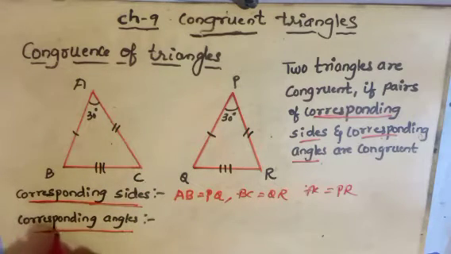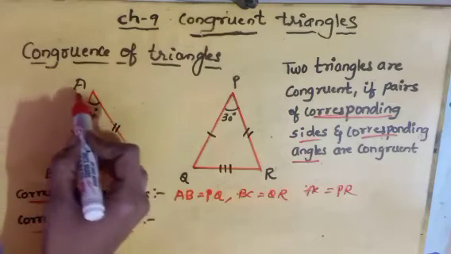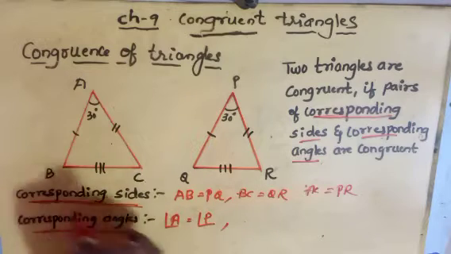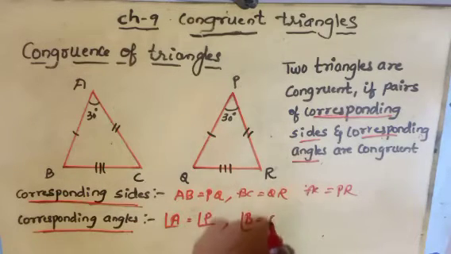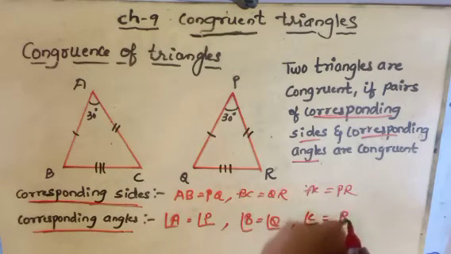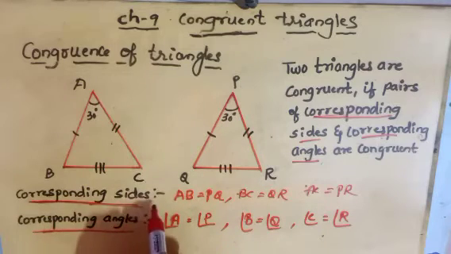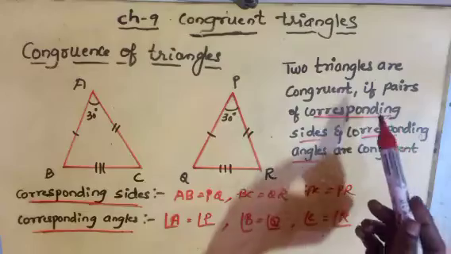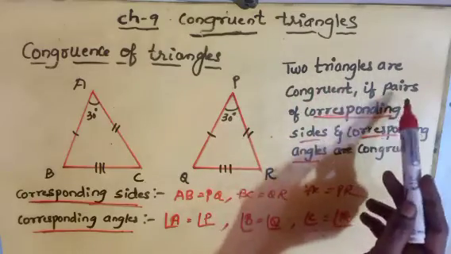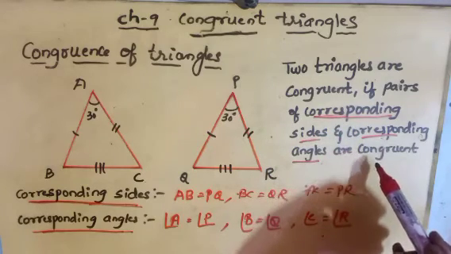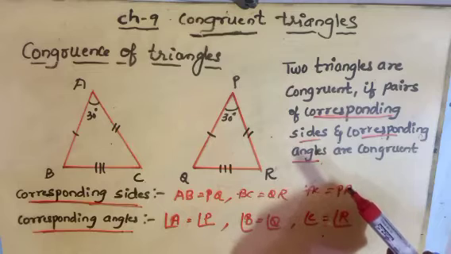Next, let us take the corresponding angles. Angle A is equal to angle P. Next, angle B is equal to angle Q. Next, angle C is equal to angle R. When corresponding sides and angles are equal, then we say the two triangles are congruent. So two triangles are congruent if pairs of corresponding sides and corresponding angles are equal.